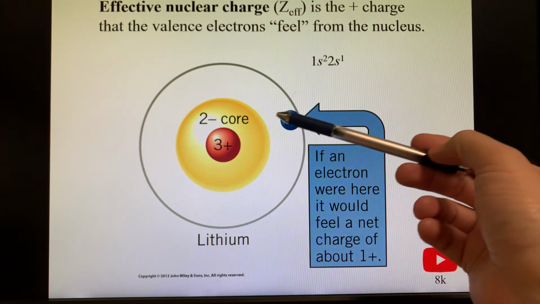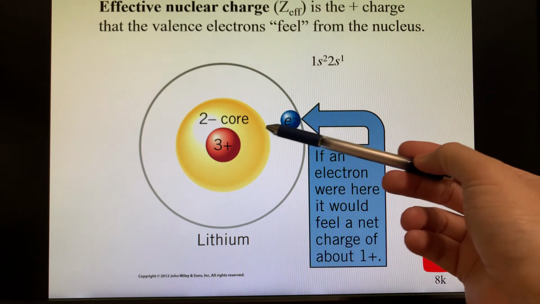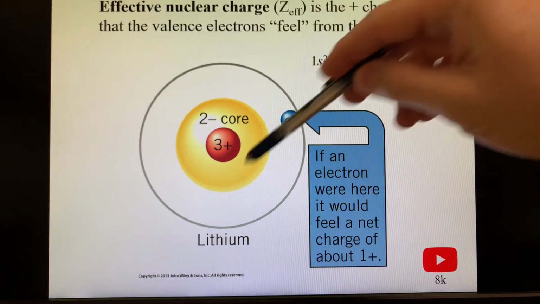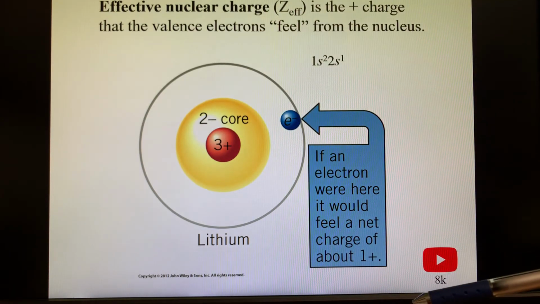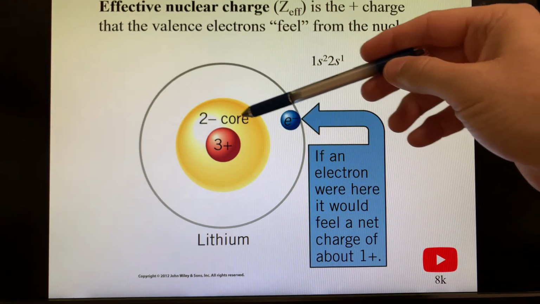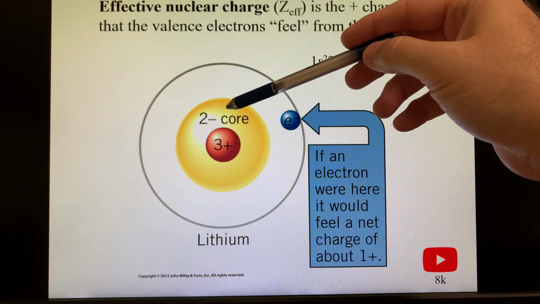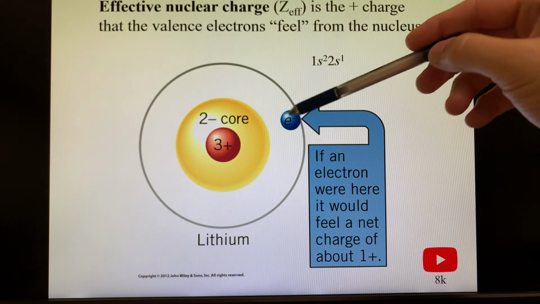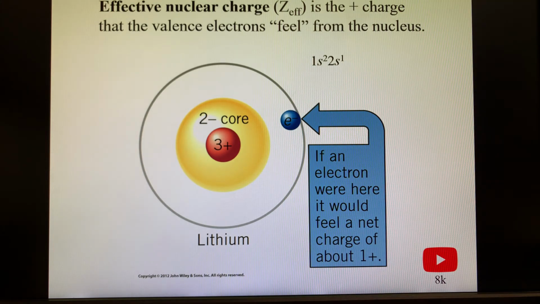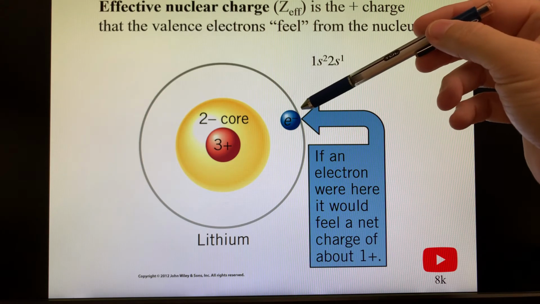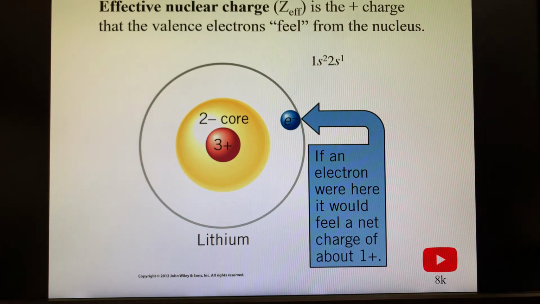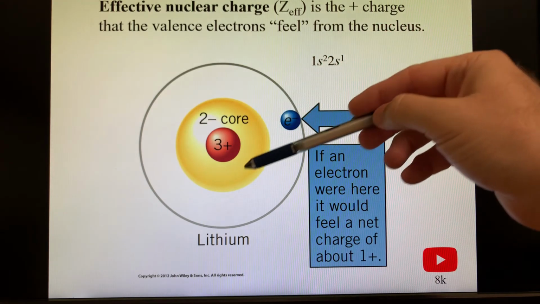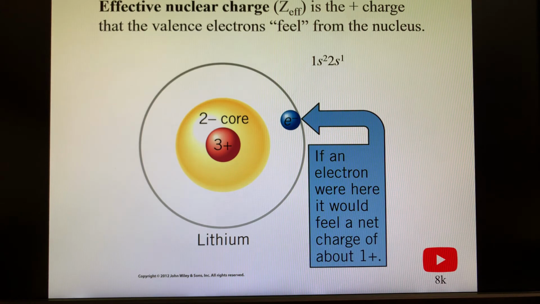How much of that positive charge can this electron feel? Well, it's got this cloud of 2 electrons here. Remember, they're not little balls bouncing around. The electrons are making that spherical shape. So there's 2 electrons, and those 2 negatively charged electrons make their own little negatively charged field that shields some of this positive charge from the outer electron. So this outer electron really only feels a charge of about +1, because there's 3 positive charges, but 2 of the positive charges are kind of canceled out by these 2 electrons in the core.